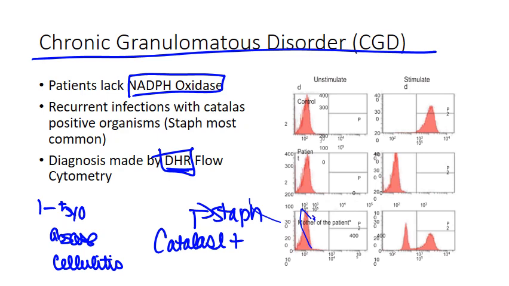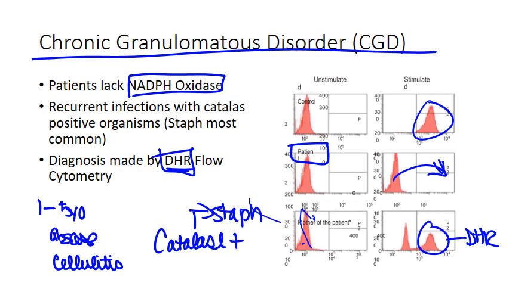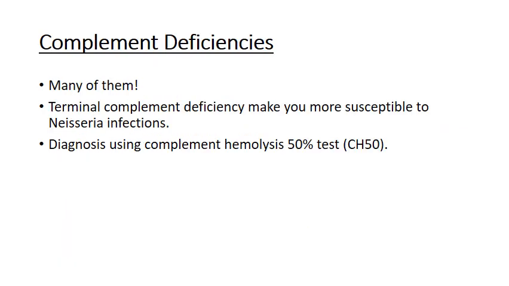So you can see that if you have an unstimulated patient and then you stimulate, you see a nice jump. If you look at the mother of this patient, nice jump, right? This is high DHR because her cells oxidized. In the patient, no oxidation occurred. We don't see a high fluorescence of DHR. So it's kind of a very clean system for diagnosing this.